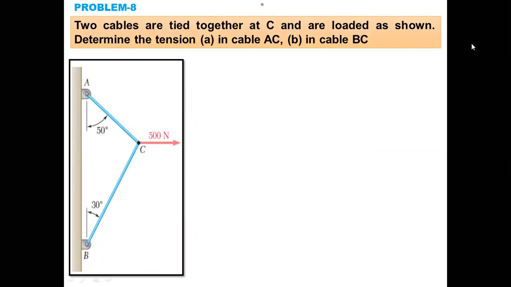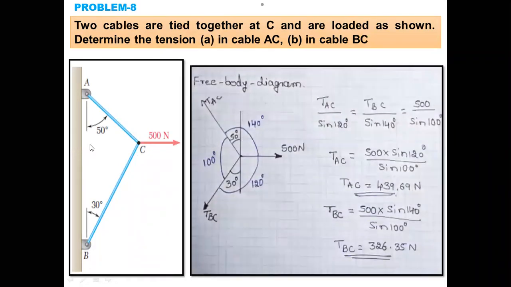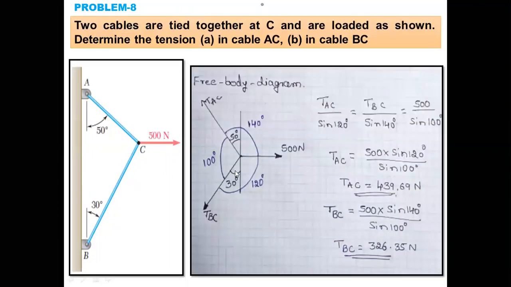Lami's theorem. In the last problem, it says that two cables are tied together at C and loaded as shown in the figure. Determine the tension in cables AC and BC. In the free body diagram, a 500 Newton force acts in the rightward direction, TAC makes an angle of 50 degrees with respect to vertical, and TBC makes an angle of 30 degrees with respect to vertical. Apply Lami's theorem and you can easily get the answer: TAC as 439.69 Newton and TBC as 326.35 Newton. It is the same as the previous one.